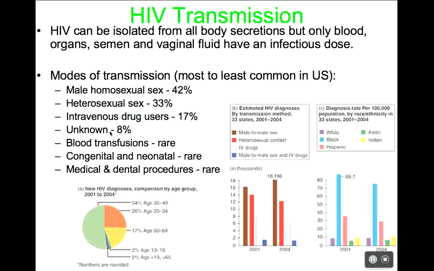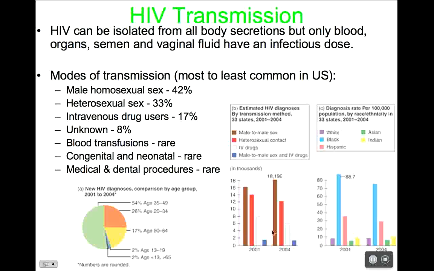Almost certainly it's going to fit into one of those high categories. Now I want to make the point that while this is most to least common in the United States, this is not what we see worldwide. Without a doubt, the major mode of transmission worldwide is heterosexual sex, much higher on the list. So heterosexual sex is the most common way to acquire HIV worldwide, but in the U.S., it's still male homosexual sex.